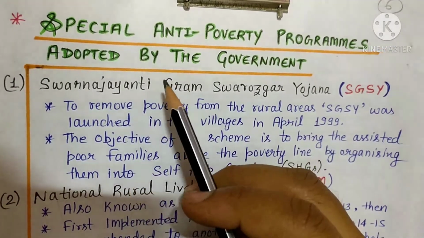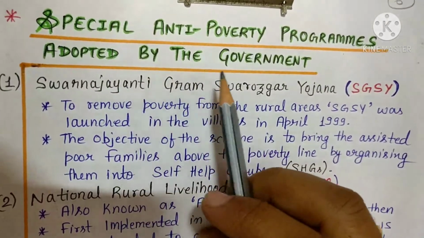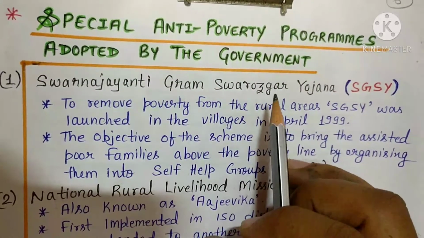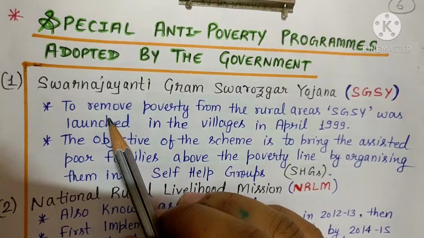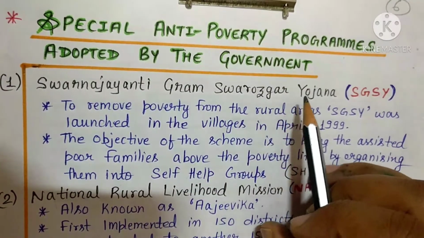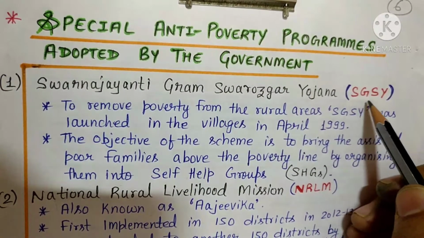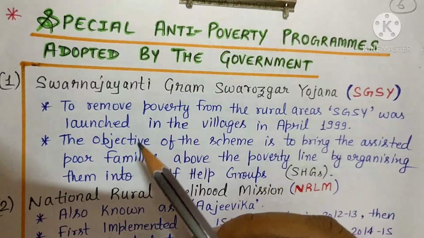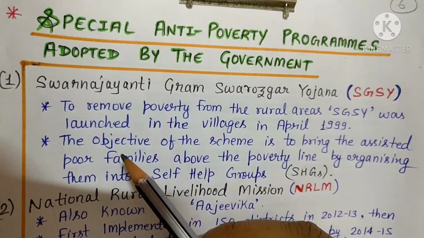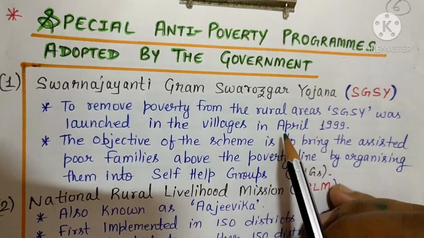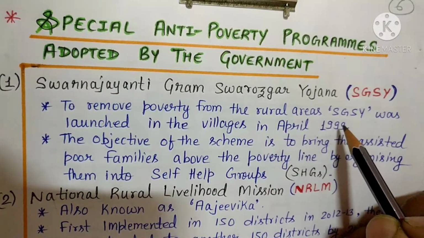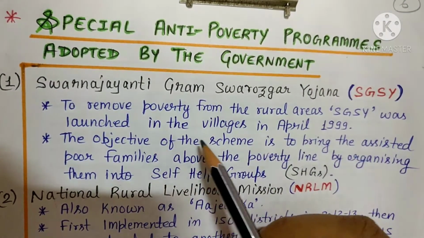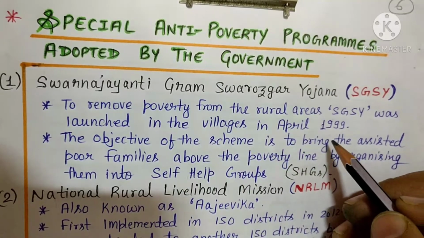Now, in order to remove poverty from India, some special anti-poverty programs were also adopted by the government. These were the Swarnjayanti Gram Swarozgar Yojana, or in short form SGSY. It was set up to remove poverty from the rural areas, it means village areas. SGSY was launched on 1st April 1999.